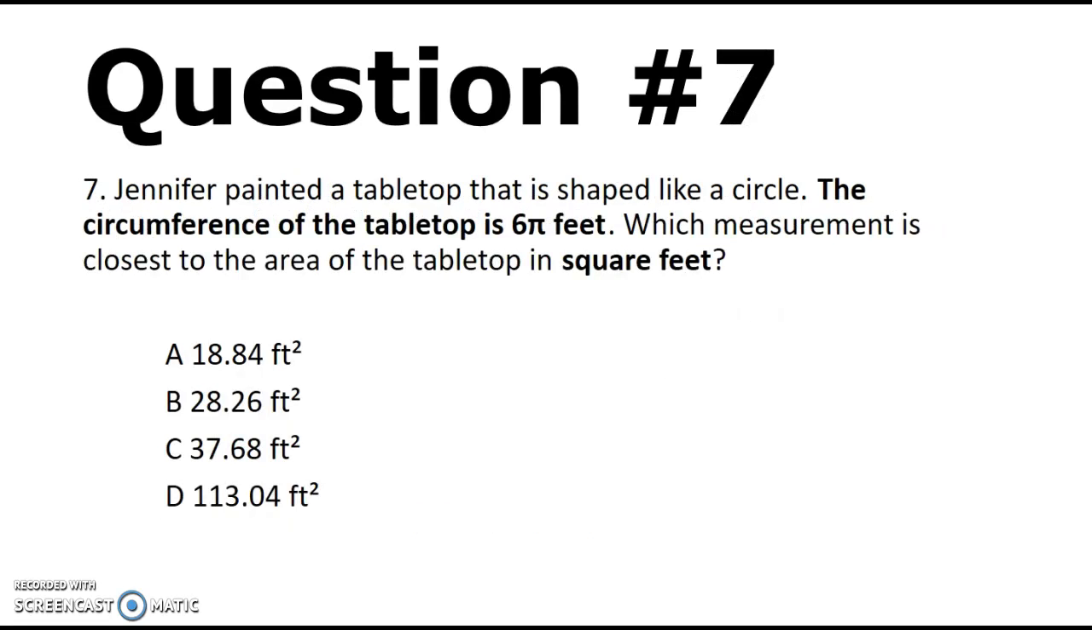Question number 7. Jennifer painted a tabletop that is shaped like a circle. The circumference of the tabletop is 6 pi feet. Which measurement is closest to the area of the tabletop in square feet? A. 18.84 square feet. B. 28.26 square feet. C. 37.68 square feet. Or D. 113.04 square feet.